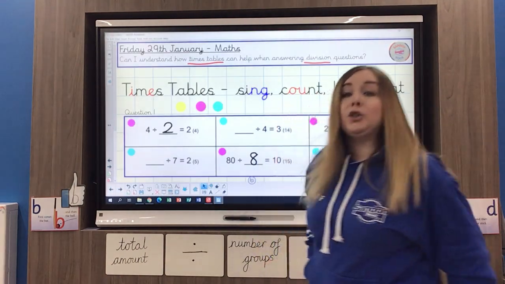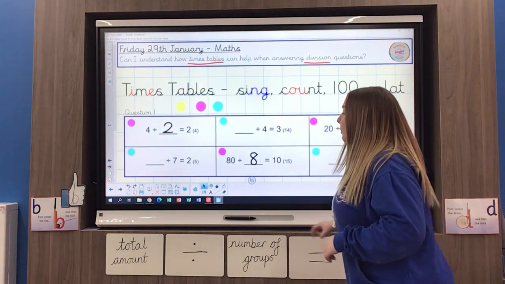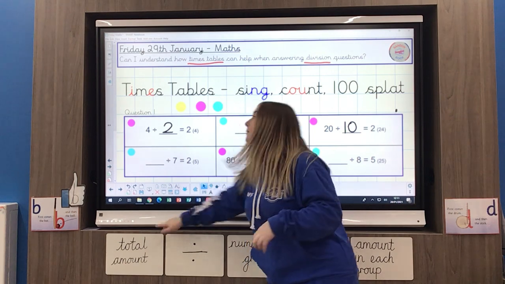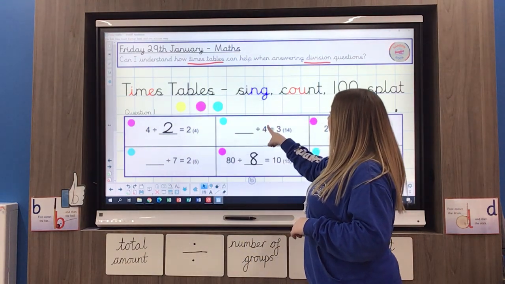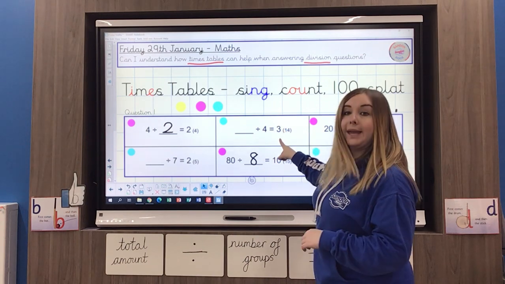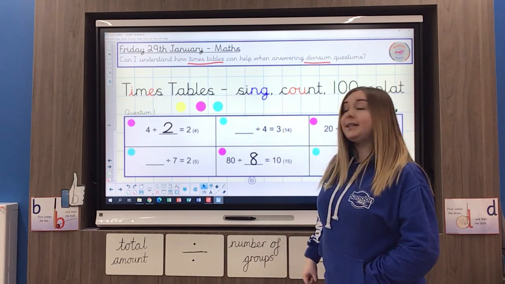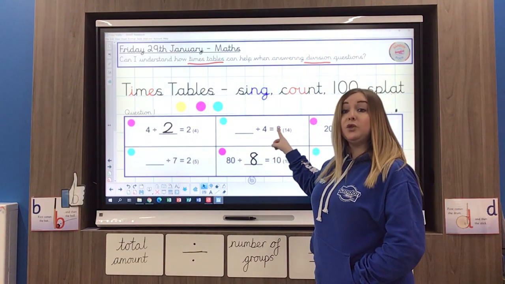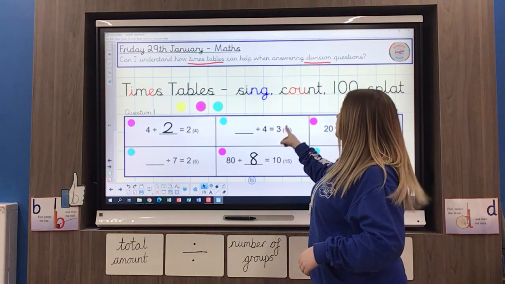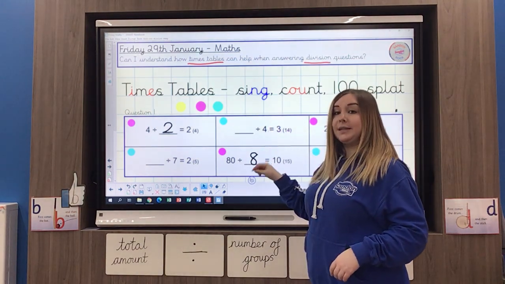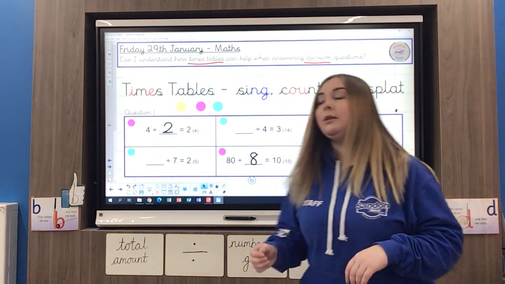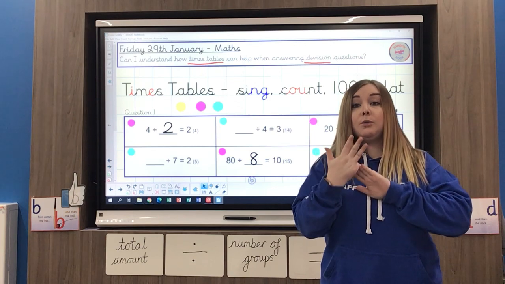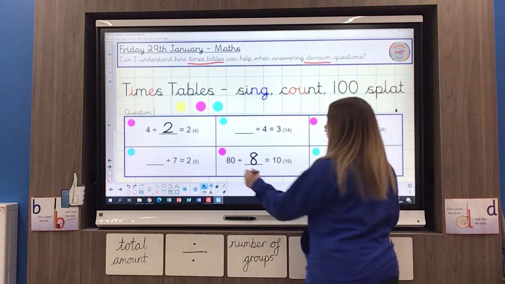And then now we're going to have a look at some of the blue questions. So this is the missing number this time. How many we've got to begin with? So something divided by 4 equals 3. So we're going to count in 3s until we've done it 4 times. Okay? So we're going to count in 3s 4 times. And I'm going to sing my 3 times table song for this one. 3, 6, 9, 12. Okay? So we must have started with 12.